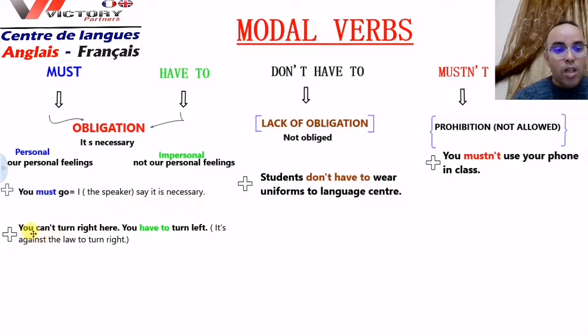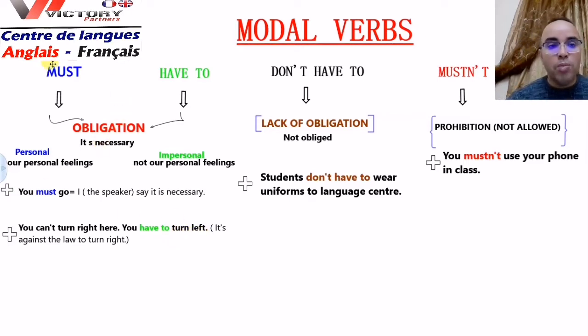Number two, you can't turn right here. You have to turn left. It's against the law to turn right. As you can see here, have to refers to impersonal obligation. It means the obligation doesn't come from the speaker. It comes from someone else. It comes from the rule here, or the law. So you have to turn left.